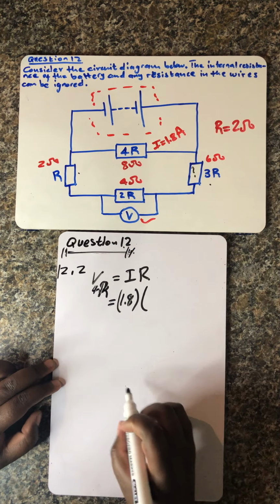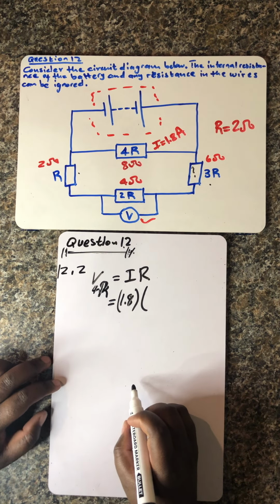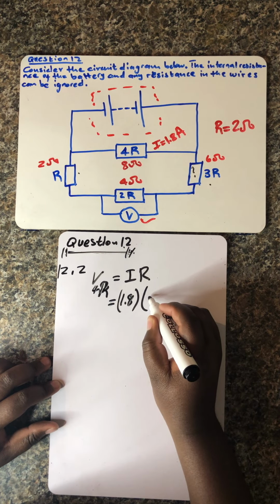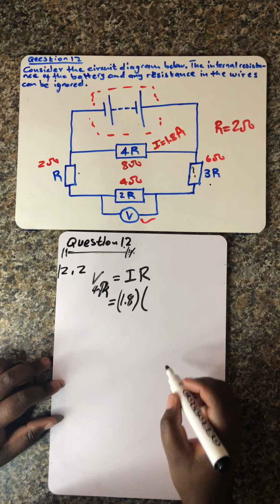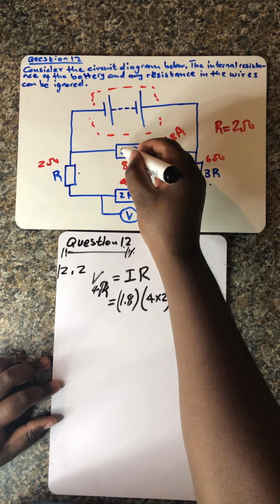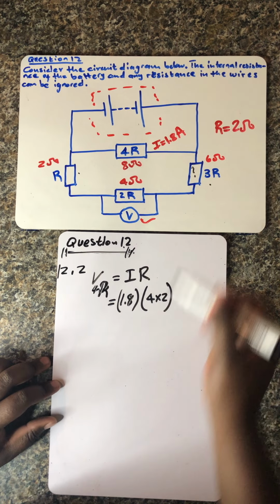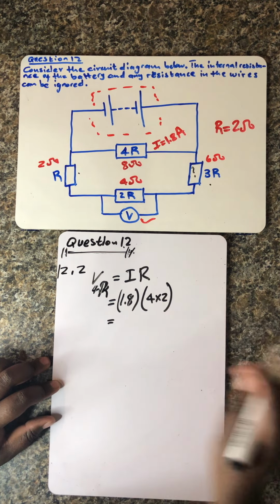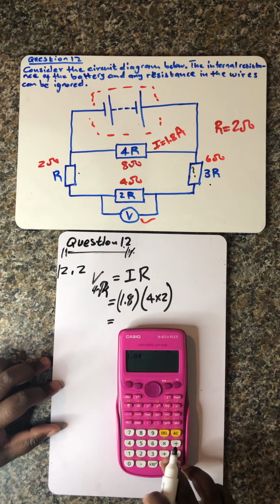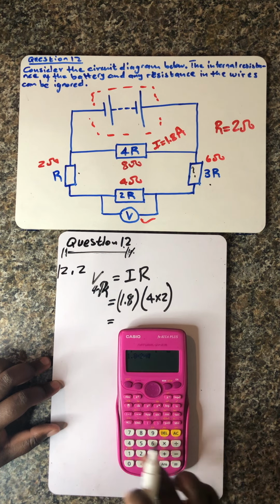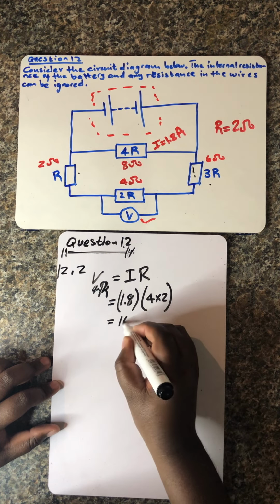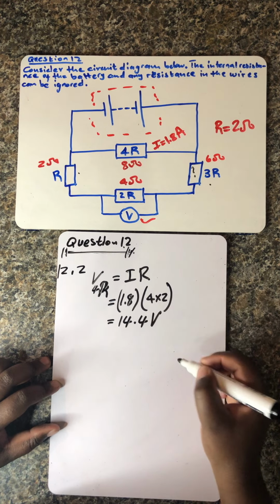What is the R of that 4R? Obviously, it's 4. How was it 4? It's 8. How was it 8? It's because it was 4 times 2, which is that 4, and that R, which is that 2. Guys, I hope you fully understand that part. So it's 1.8 multiplied by 2 times 4, which is equal to 14.4 volts.